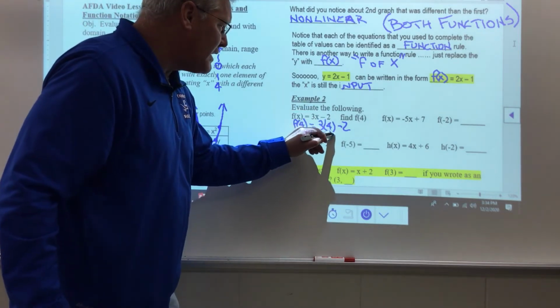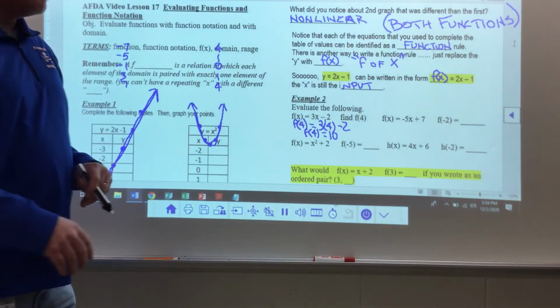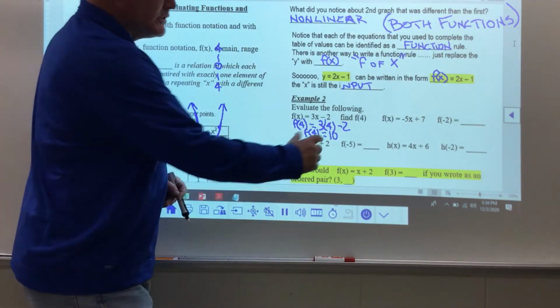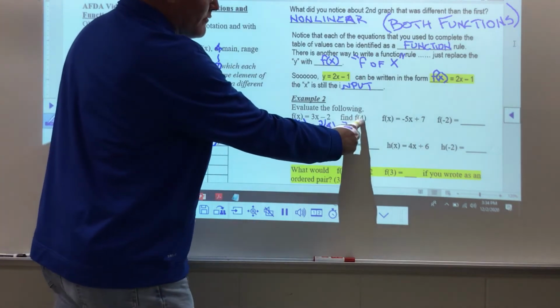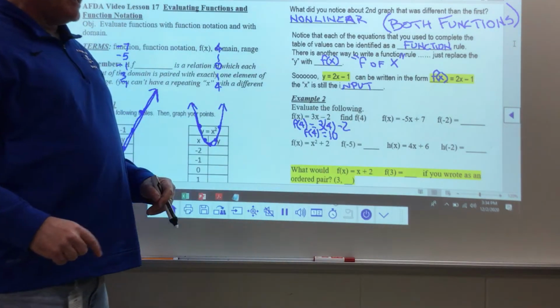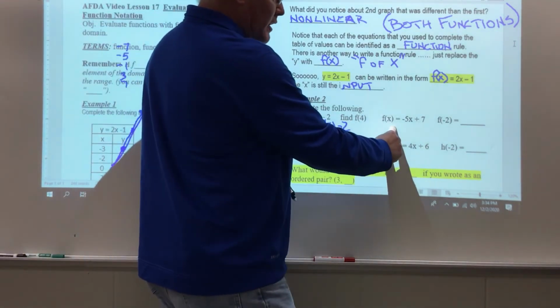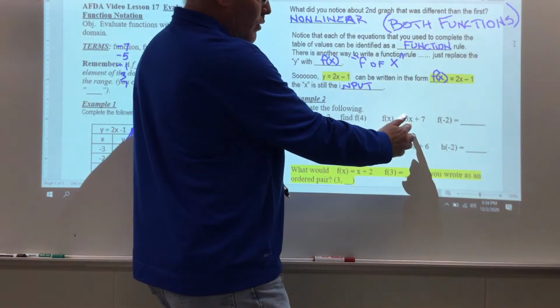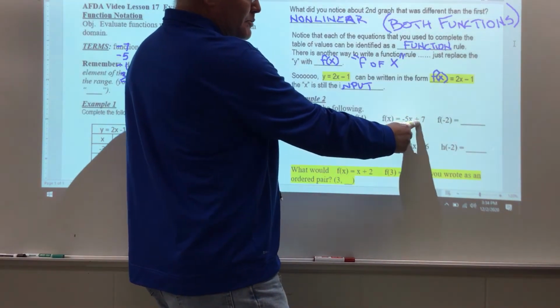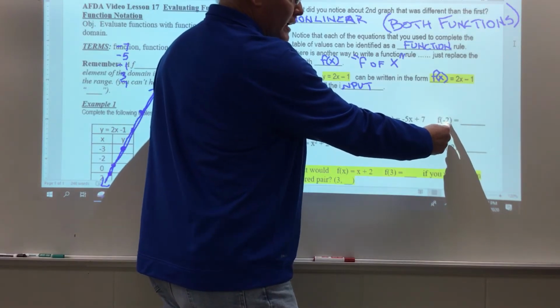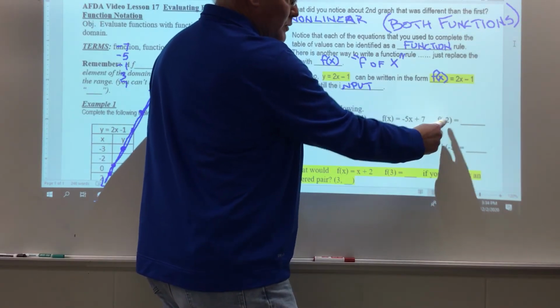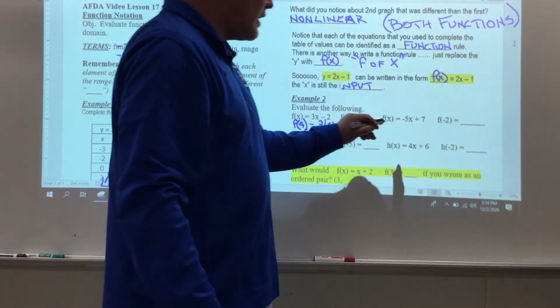I think that's going to be 10. So that's what f of 4 is. So what happens here, folks, is this is just a shorthand way of asking you to input 4 where the x is. So likewise over here, if we have f of x, this function rule equals negative 5x plus 7, and we want to know what f of negative 2 is, you replace the x with negative 2, so that's what you're going to do right here.